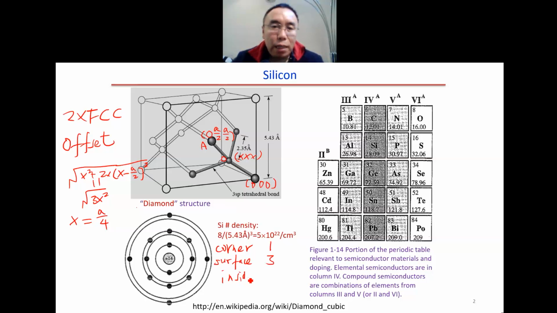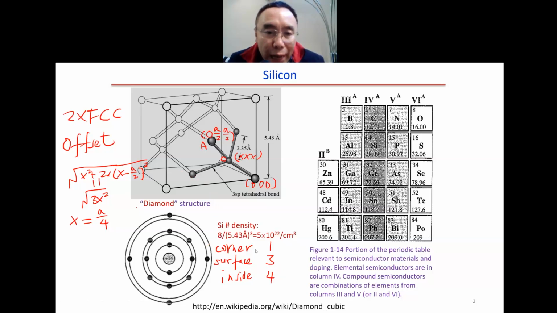Now we look at how many are inside. This one offset to this one, so this is inside. This one offset to this one is also inside. And this one, offset by the same offset, comes to this one and is inside. And this one offset to this one is also inside. So we have a total of 4 items inside.